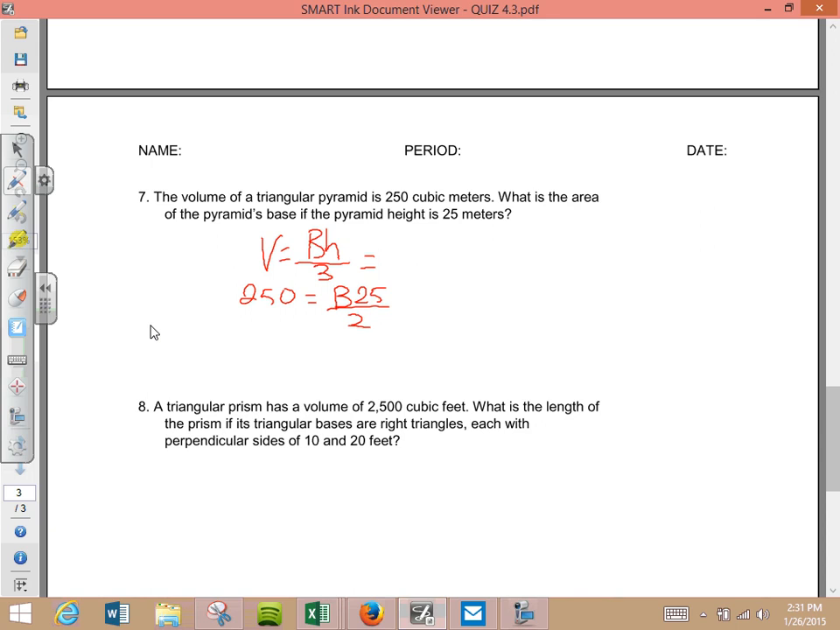How do I get rid of that 3? Here was the other thing that people did wrong. When you divide by 3 over here, it's to get rid of this 3. But we don't mess with this part. We leave it alone. We don't multiply 25 times 3. Some of you multiplied it and you got 75. I'm like, what are you doing?